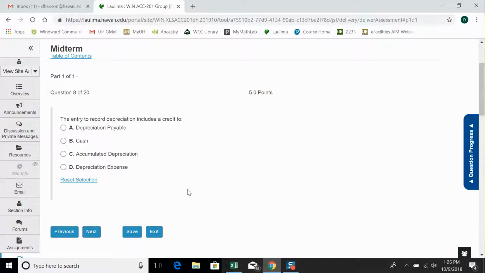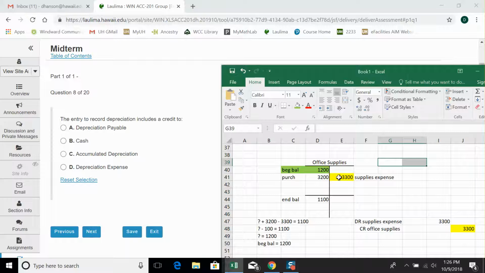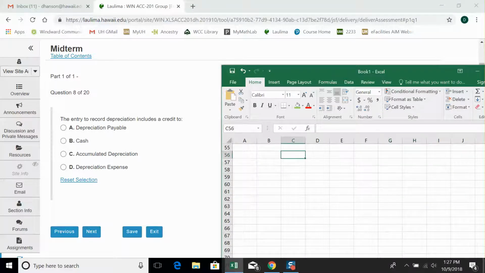Now, question 8. The entry to record depreciation includes a credit to. So you have to remember your journal entries for depreciation. Say depreciation was $500. Well, of course, you're going to have a debit to depreciation expense and a credit to a specific type of account, a contra asset account called accumulated depreciation. So we said maybe 500. It always helps to remember how the journal entries are done and how debits and credits affect each type of account.